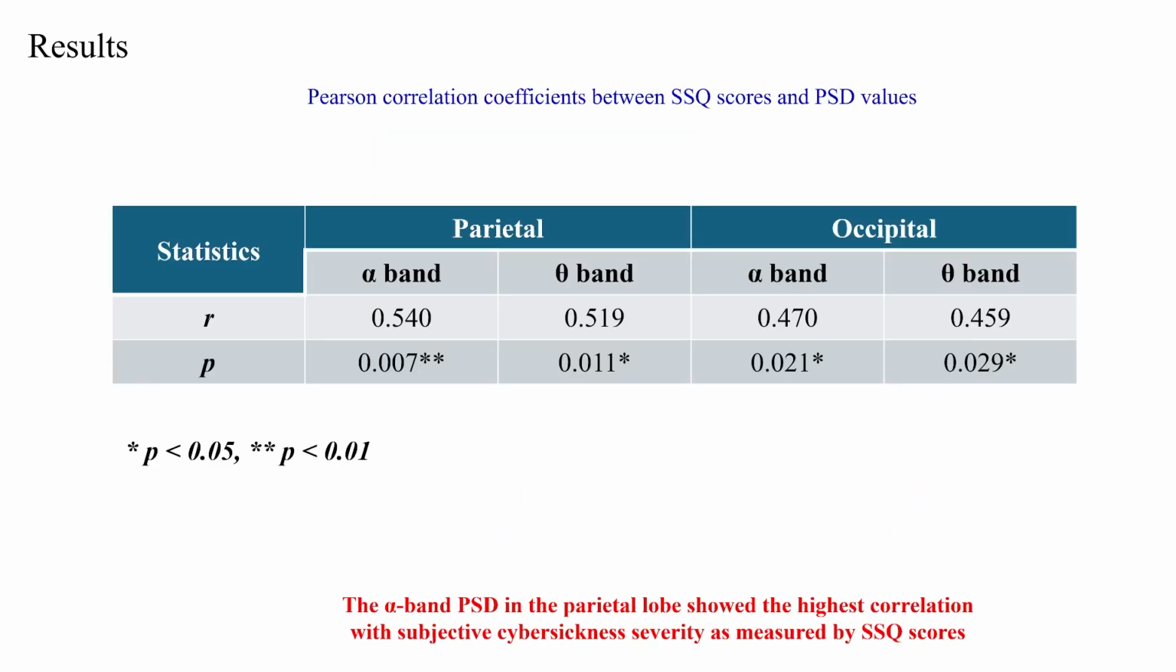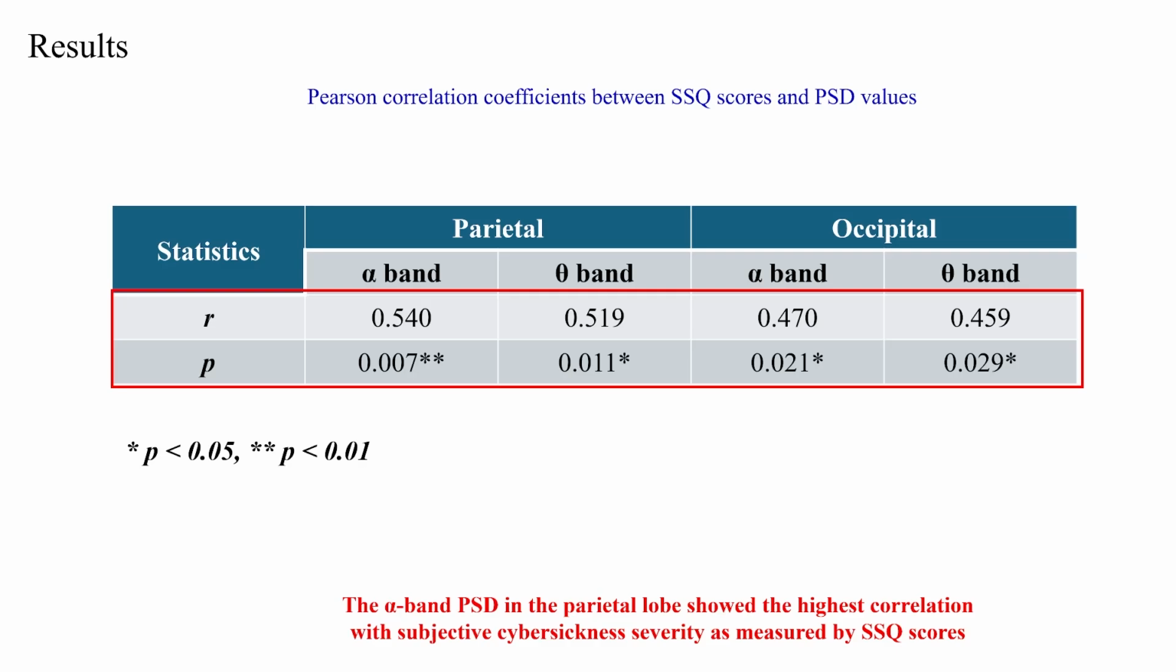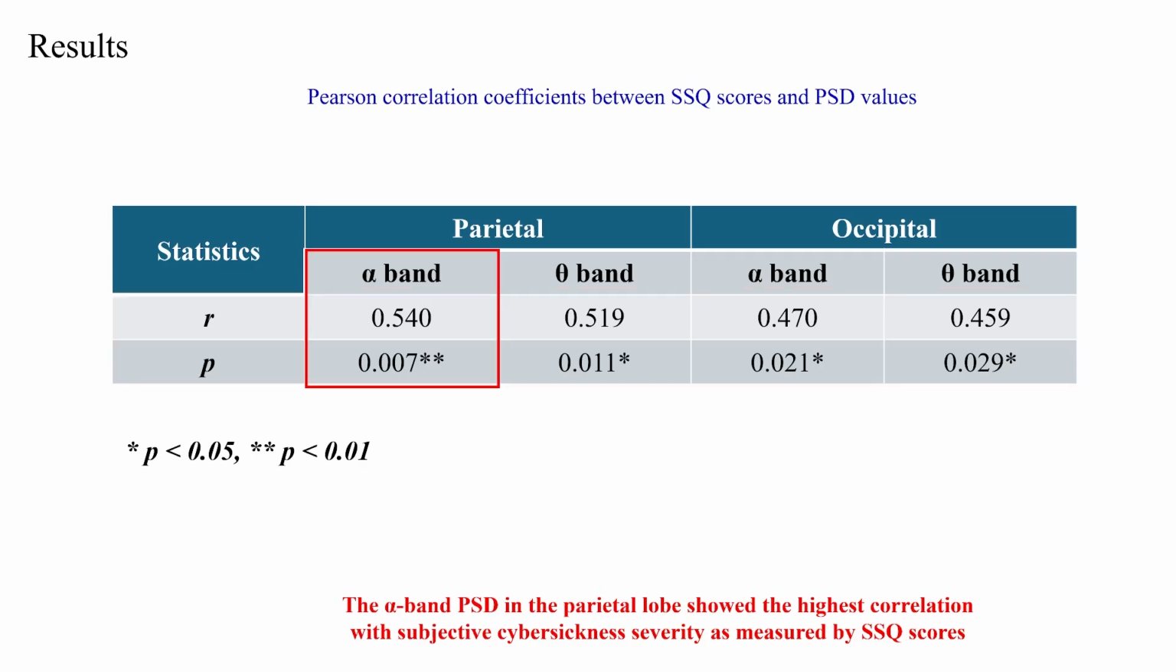We further investigated whether PSD values were associated with subjective cybersickness severity by conducting a correlation analysis between PSD and SSQ scores. The Pearson correlation coefficients between PSD values and SSQ scores across the alpha and theta frequency bands and the parietal and occipital lobes are shown in the table. The results indicate moderate positive correlations between PSD values and SSQ scores for both the alpha and theta bands in the parietal and occipital regions during cybersickness. Notably, the alpha band PSD in the parietal lobe exhibited the highest correlation with SSQ scores.